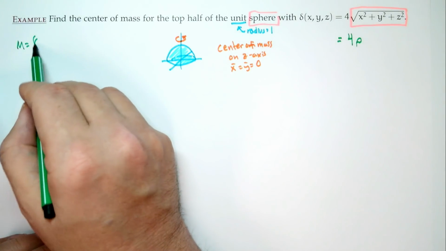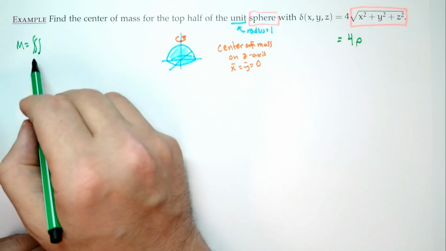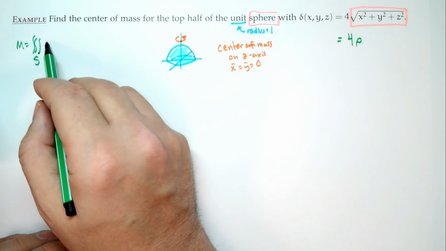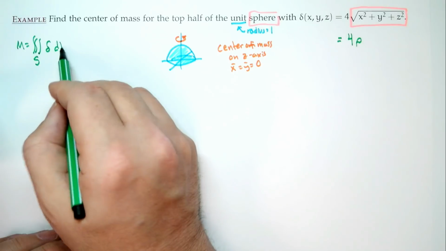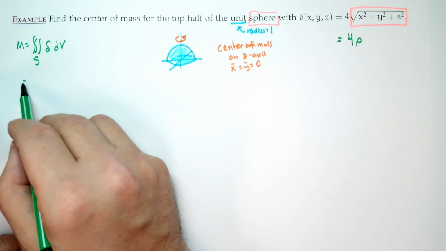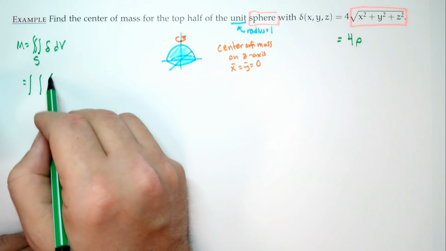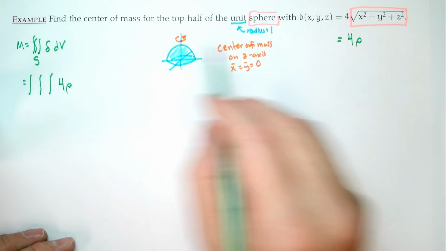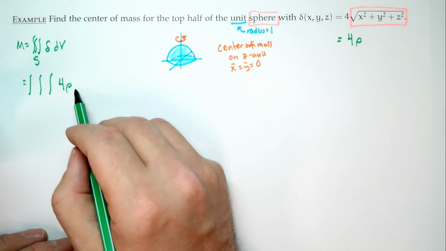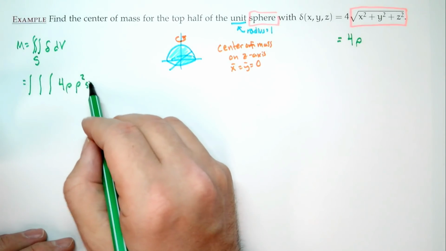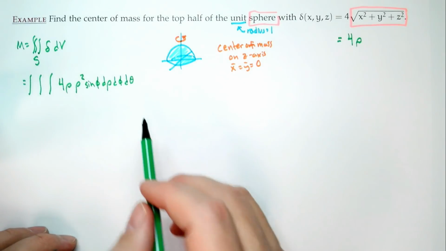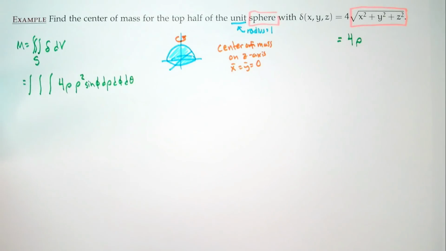So mass, it's the triple integral, because it's a three-dimensional shape, over our solid, I'll call it S, of our density, which we'll call delta, dV. So in our case, integral, integral, integral, we'll fill that in a second. Our density is 4 rho, right there. And our dV is rho squared sine of phi, d rho, d phi, d theta. There it is. Life is good. Now, we've got to figure out our various bounds.